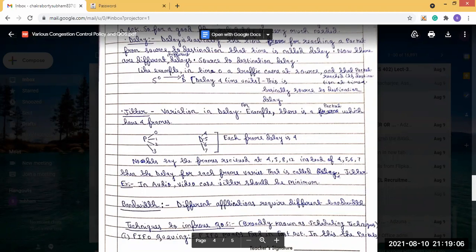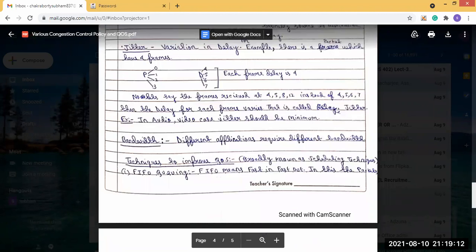Now, the first technique that is used is FIFO queuing. The name suggests it: FIFO means first in, first out. That is the concept for FIFO queuing.